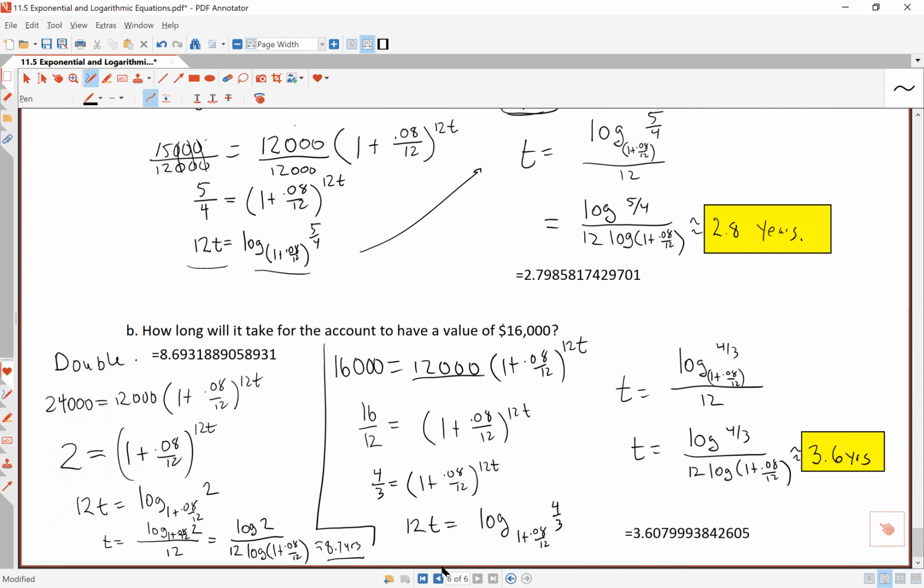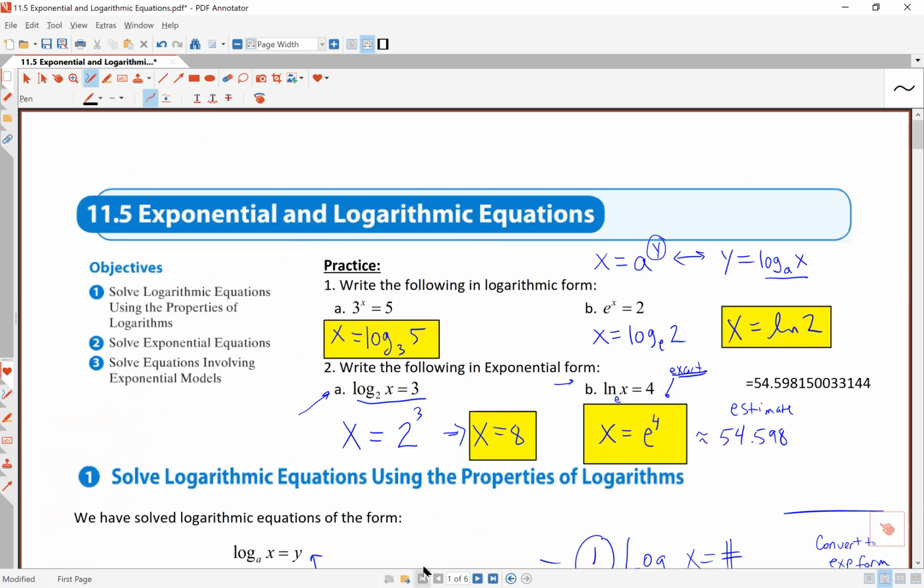And this concludes the video for section 11.5, Exponential and Logarithmic Equations, Objective 3: Solve equations involving exponential models.